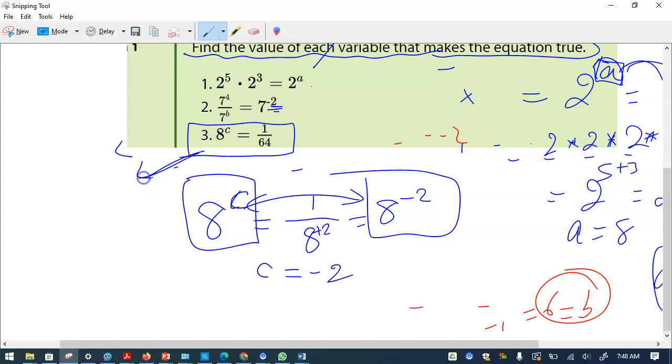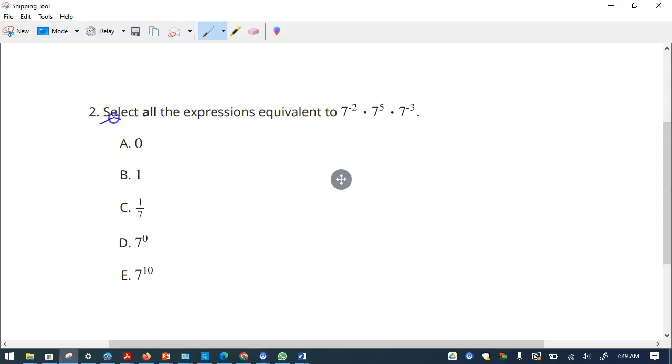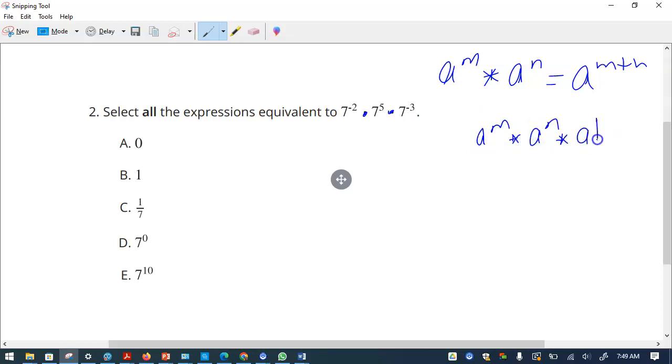Problem number 3. Let's do the next question. Select all the equivalent exponent expressions. So 7 raised to, so which are the correct answers? The first thing is, there are 3 powers multiplied here. So remember, a raised to m times a raised to n is a raised to m plus n. And even if I had to multiply a raised to m times a raised to n times a raised to p, we can extend this formula and write down a only once and put the exponents together like this.